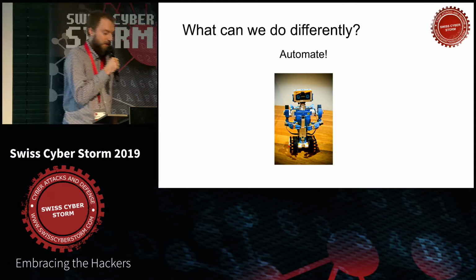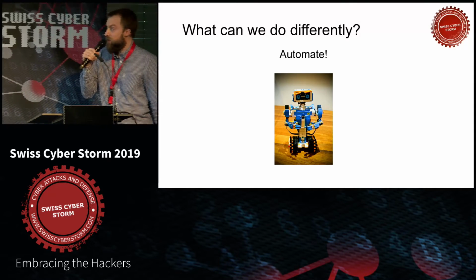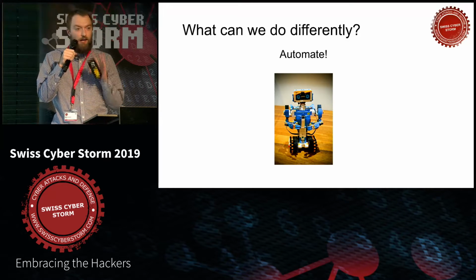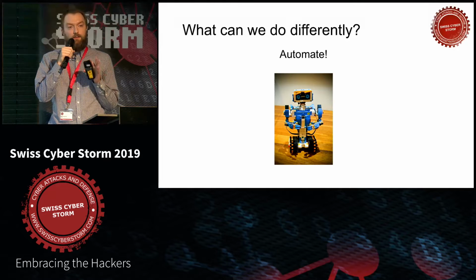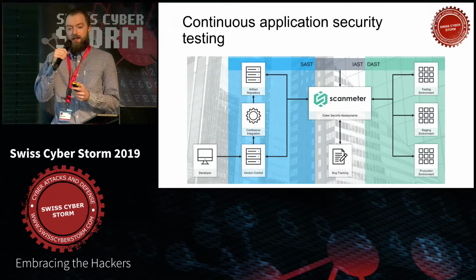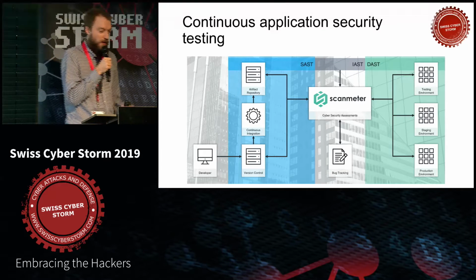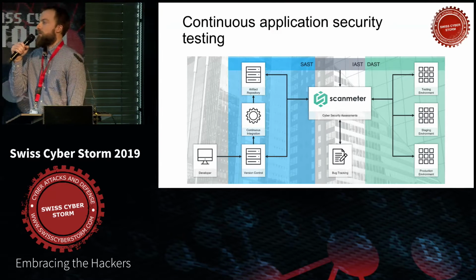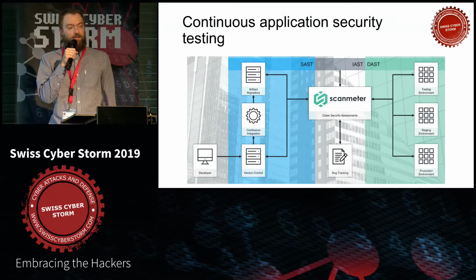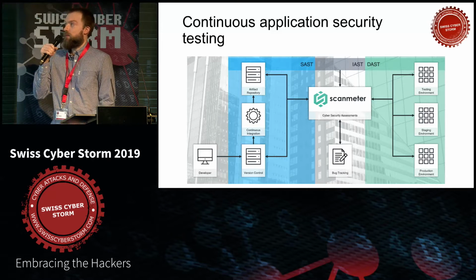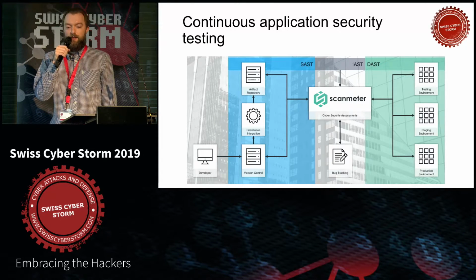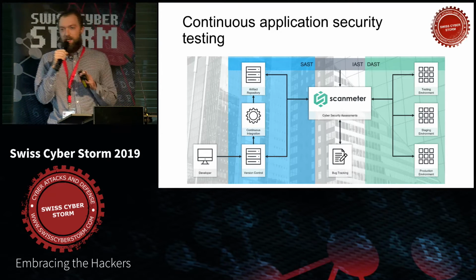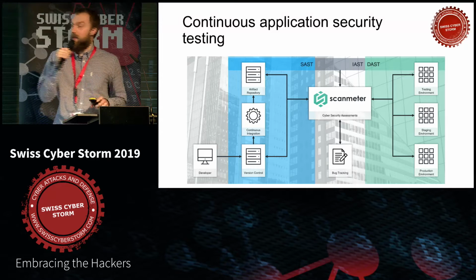So what can you do differently? One of my answers, and our answer is, let's try to automate at least part of the process to make it more efficient. We have identified 2 areas where automation can be most effective in our way. One is continuous application security testing. So our idea is really to plug security deeply into DevOps.